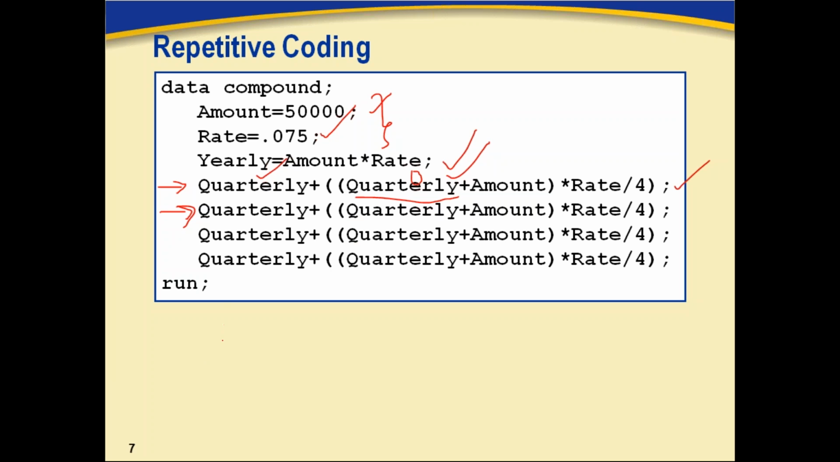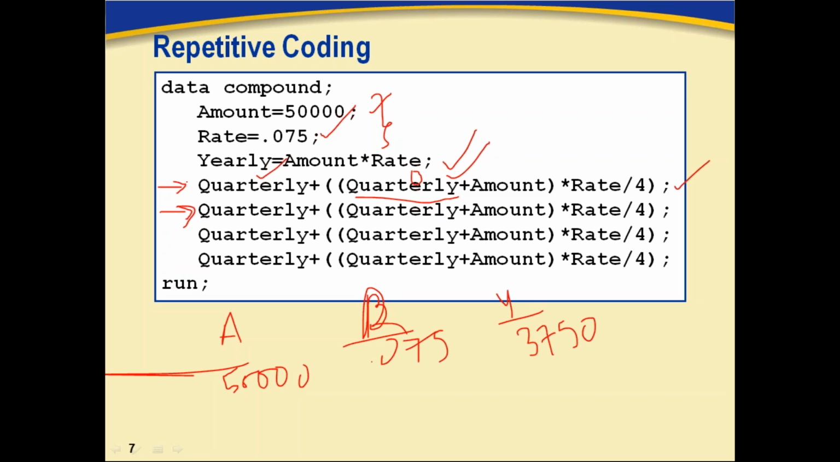In the first iteration, amount will be 50,000, and the rate value will be 0.075, and yearly it calculates amount into rate, that is 3750. When it executes this statement, it finds a new variable called quarterly, so it creates a new variable quarterly. Initially it is 0, so it assigns 0. Now after evaluating this expression, you'll get some value. Let's say it's 100, for example.